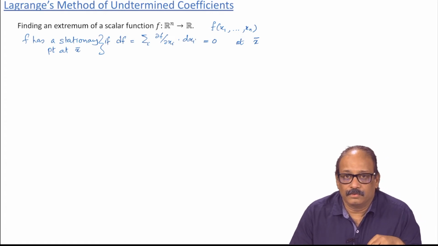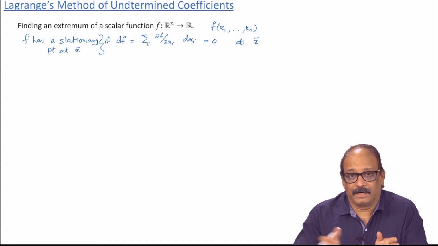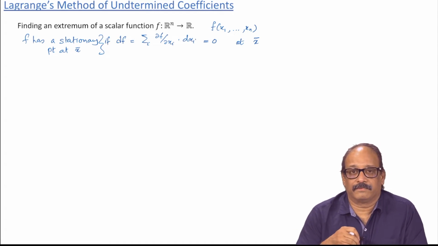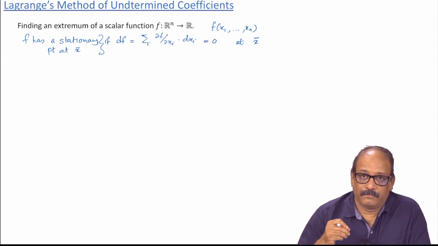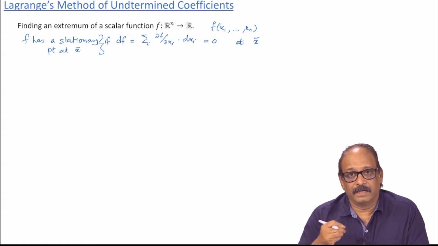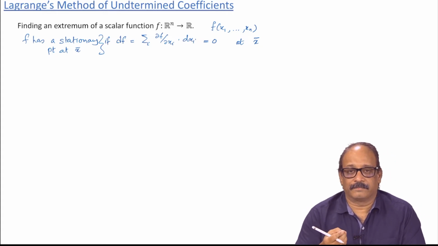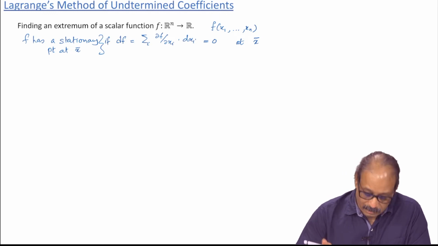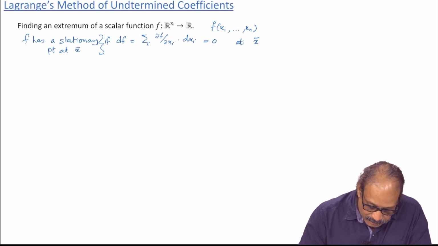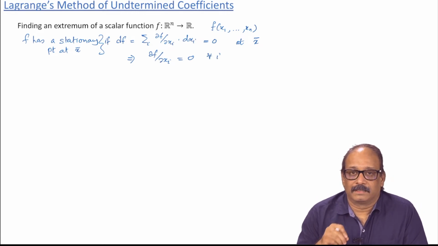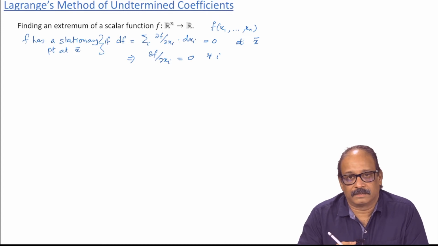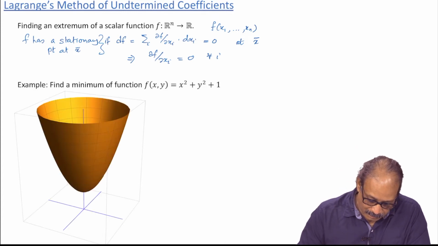Remember, this must be true for all possible variations in all directions. Remember, we have discussed this when we were doing the variational method, and which means all these variables xi must be independent of each other, so that the variations in them are also independent of each other, and hence this would be 0 only if del f over del xi is 0 for all i. For each variable, the partial derivative must be 0, and that is when you get the stationary point. Here is a simple example.